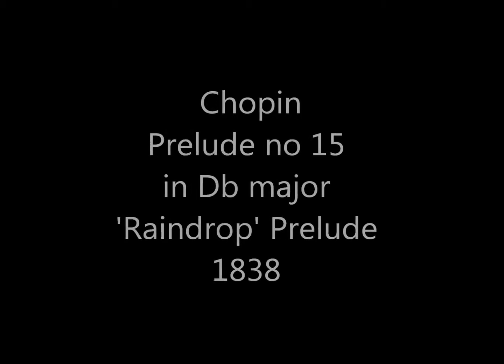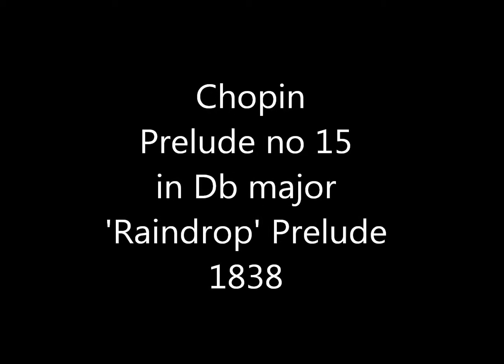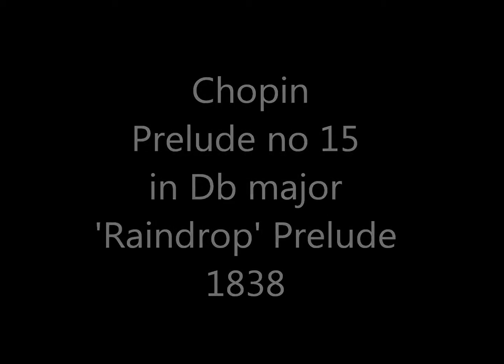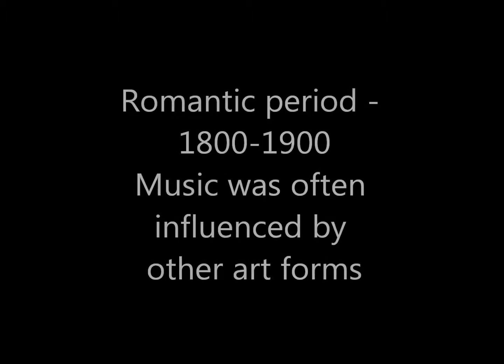This is Chopin's Piano Prelude No. 15 in D-flat major, Opus 28, composed in 1838. It is also known as the Raindrop Prelude. Chopin's set work was composed in the 19th century and falls into the age of Romanticism.